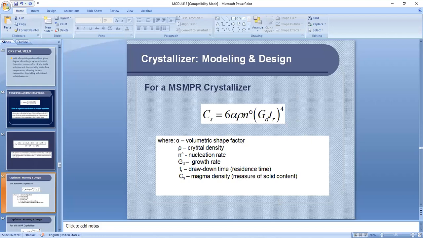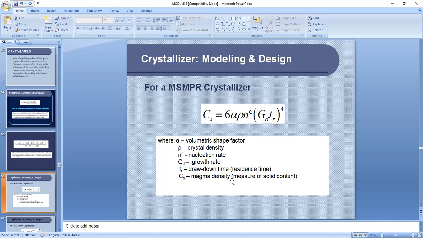Everything in the formula is defined in here. So you have the volumetric shape factor for the alpha, the rho is your crystal density, the nucleation rate, and the G sub D as the growth rate, and the drawdown time. The drawdown time, which is simply the residence time. The time it will take for your magma to stay inside the crystallizer for it to develop into a size. It depends on the size, the size objective of the manufacturer. So when he will, shall I say, withdraw the product already from the crystallizer.